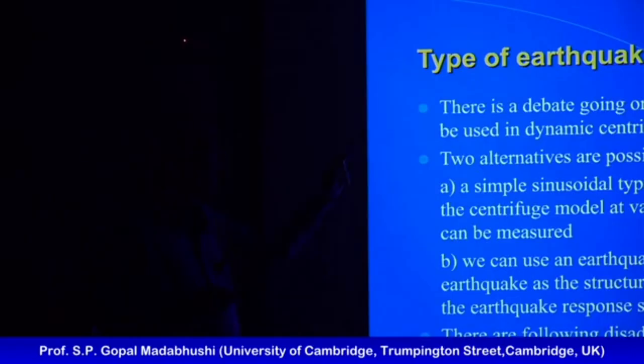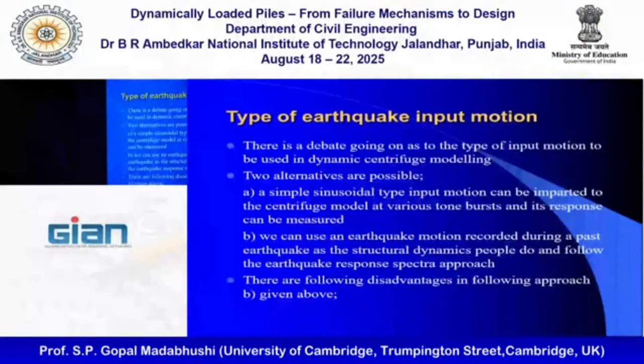You had a question about the type of input motion earlier, right? Let me answer that first. Now, there are 2 schools of thinking about this. One is we have recordings of past earthquakes. If you go to the PEER, Pacific Earthquake Engineering Research database, there are past earthquakes, lots of them, records are available. So we can pick the one we want and use that to create the earthquakes in the centrifuge.